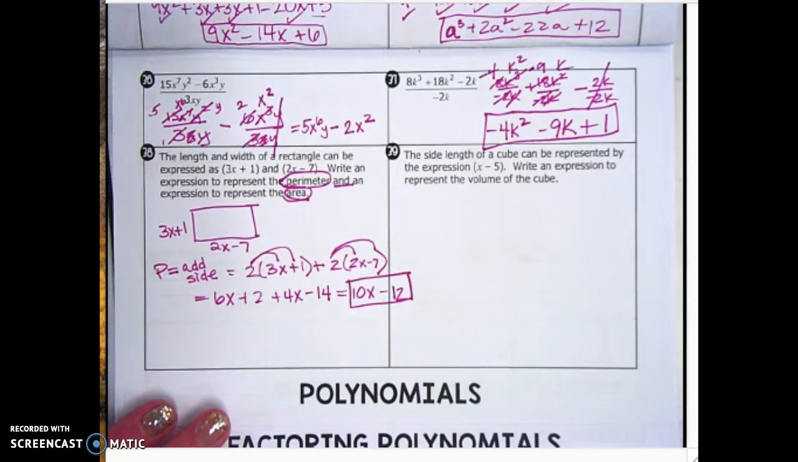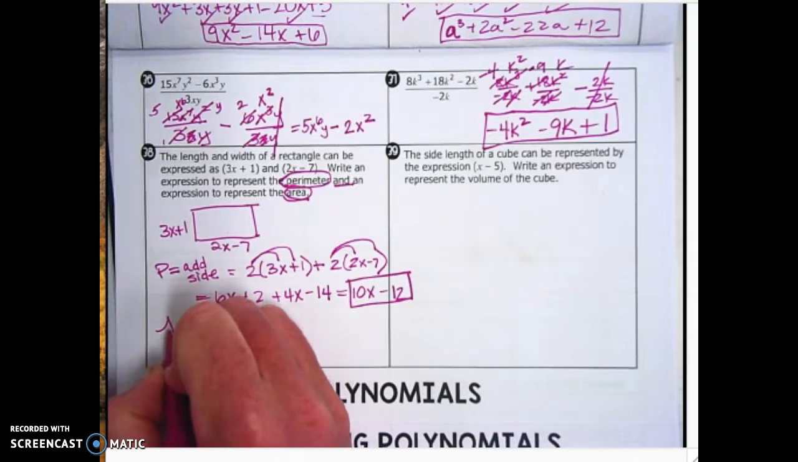In real life, you don't run into that very often, right? You would normally not say that the perimeter of something is 10x minus 12. You would normally say the perimeter is 48 inches or 5 feet. All right, let's look at area.